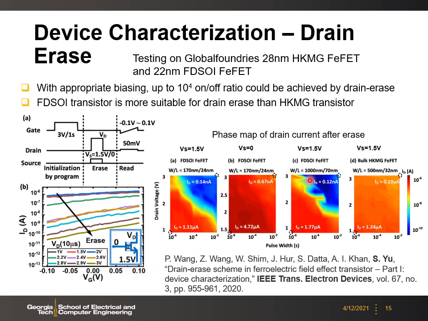And also we can examine different device W over L. The drain erase scheme is also effective. And then the last one is the high-K metal gate bulk devices. Unfortunately, the drain erase is not very successful in this bulk device compared to the FDSOI device. The reason is that the FDSOI has a confined channel, so the drain voltage can effectively raise the channel potential. Therefore, we can have a negative voltage drop across the gate stack to enable the drain erase.